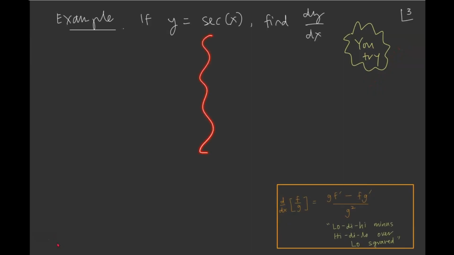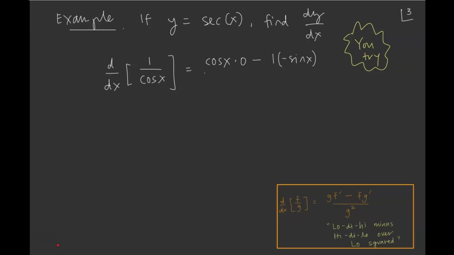Okay, so you've tried this and you've gotten an answer using the quotient rule. Now let's do it together and see if we all got the right answer. We want to find the derivative of secant x, and secant x is 1 over cosine of x. So I'm going to use the quotient rule, low d high. Low is cosine x. D high is 1, and the derivative of 1 is 0. So cosine x times 0 minus high, which is 1, times the derivative of the low. The derivative of cosine x is negative sine x, all over low squared, cosine squared.